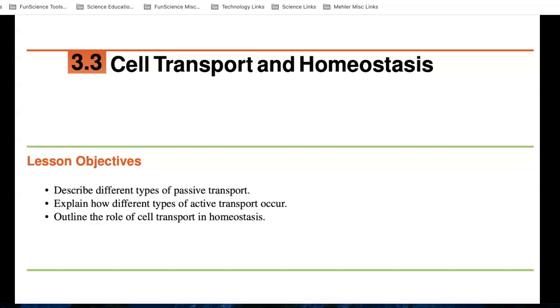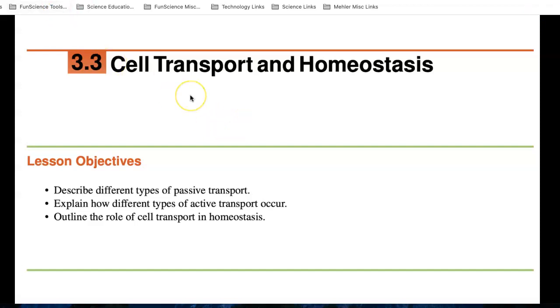So welcome to the screencast for section 3.3, and this is about how cells transport materials in and out of them, and a concept called homeostasis. Now homeostasis, just think of that as balance. How do cells stay balanced?